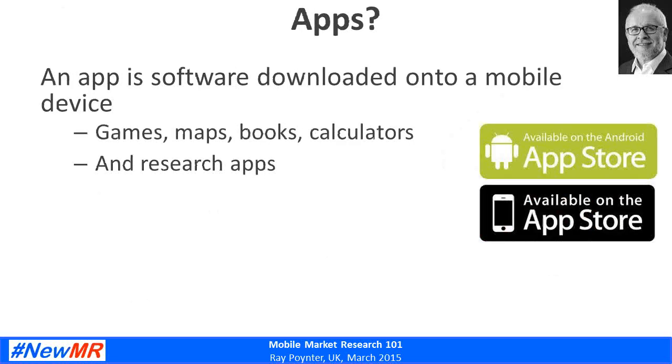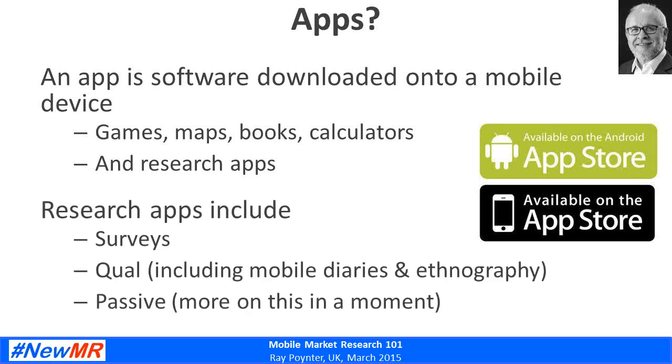Apps. This is one of the more complex areas for some people. An app is a bit of software downloaded onto your mobile device. Most of us are familiar with games and maps and books and calculators, and even the little app that turns your mobile phone into a really expensive torch. But there's also research apps. Ideally, they come down from really credible places where people trust them, like app stores and so on.